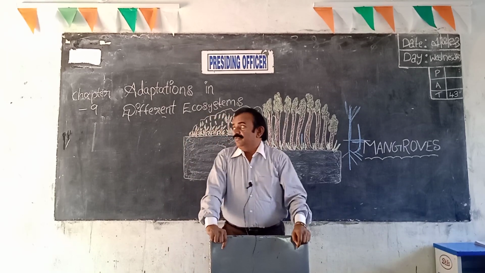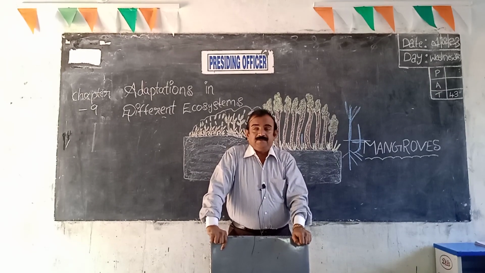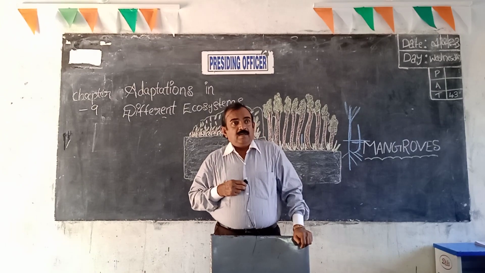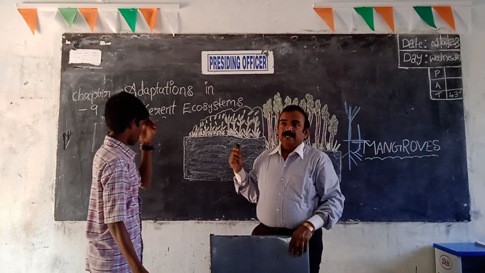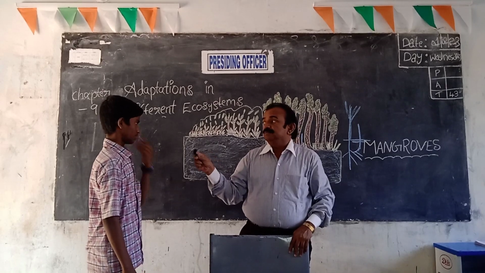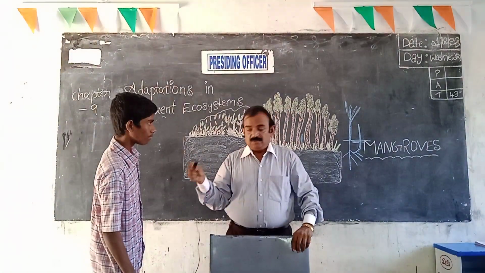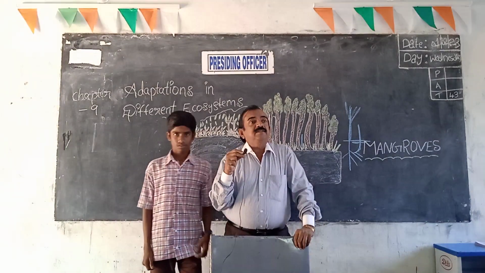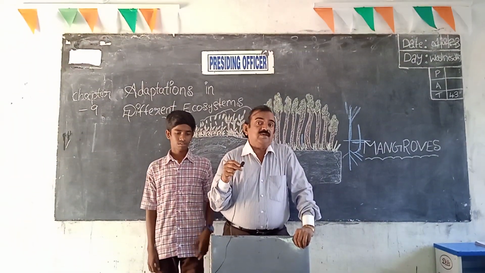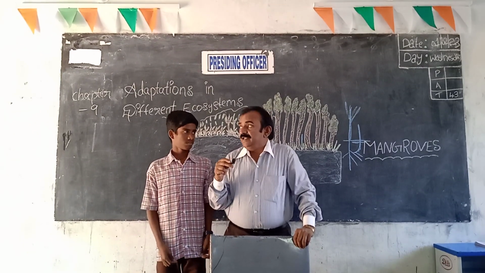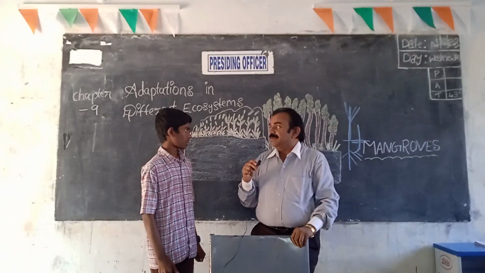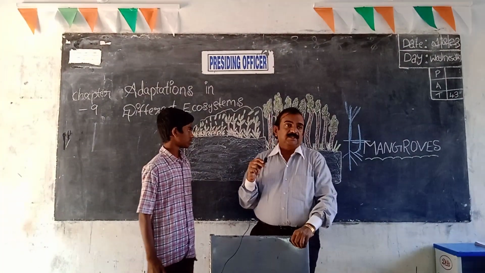Now I am asking a few questions. Be ready. Bhavesh, please come here. Name the forest which grows near the seashore or where the river joins the ocean. Mangrove. Mangrove forests grow near the seashore where the river joins the ocean. That area is with water, wet area, and it is more saline. Saline means it is with salt water.